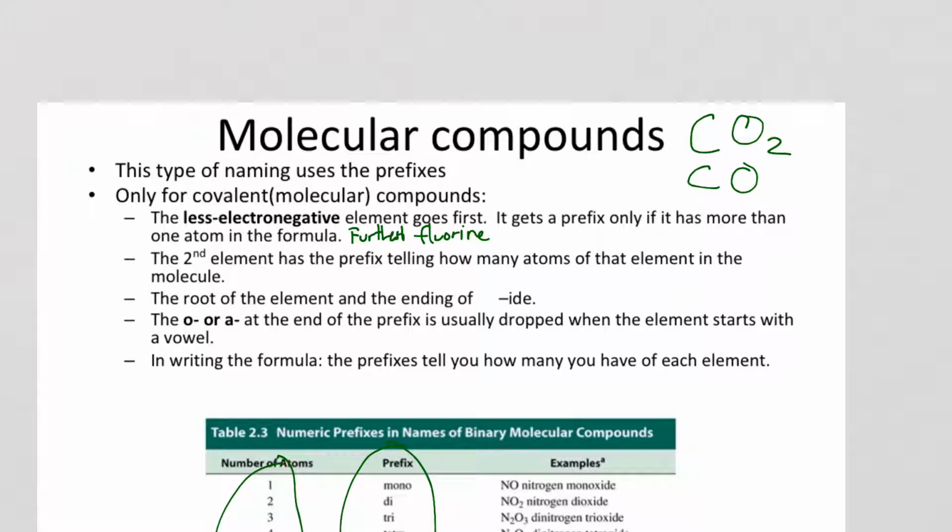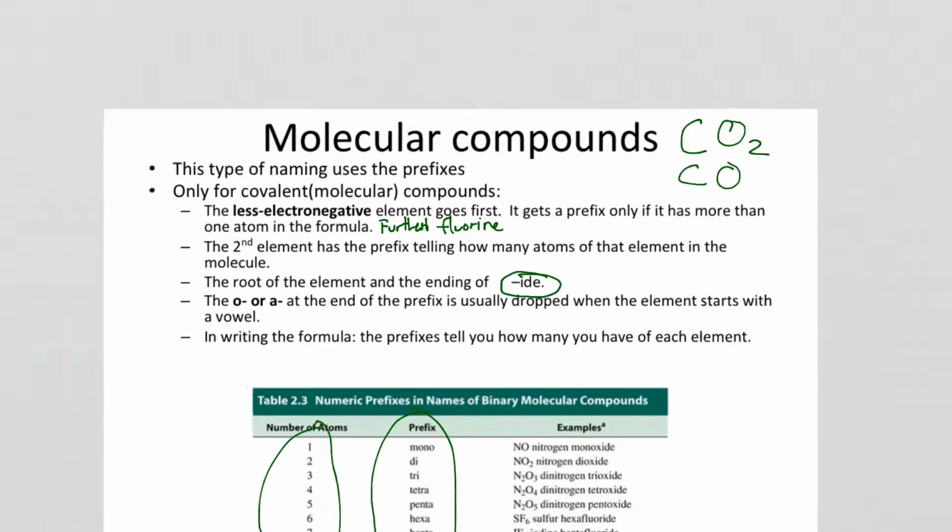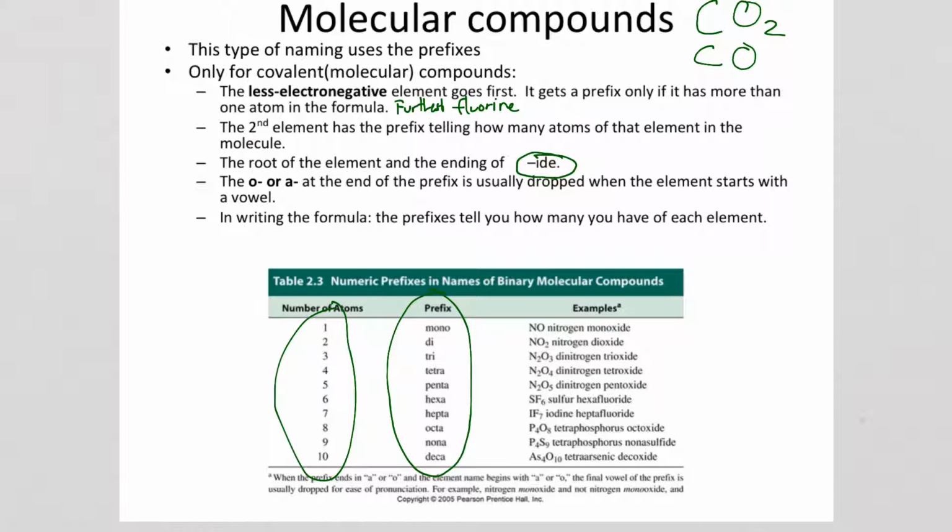Now, the ending of this is always IDE. That's also very handy. Now, keep in mind, there are a few ionic compounds that end in IDE that are ionic and not covalent. Something like hydroxide and cyanide both end in those. And something like cadmium sulfide also end in IDE. However, molecular compounds always end in IDE.